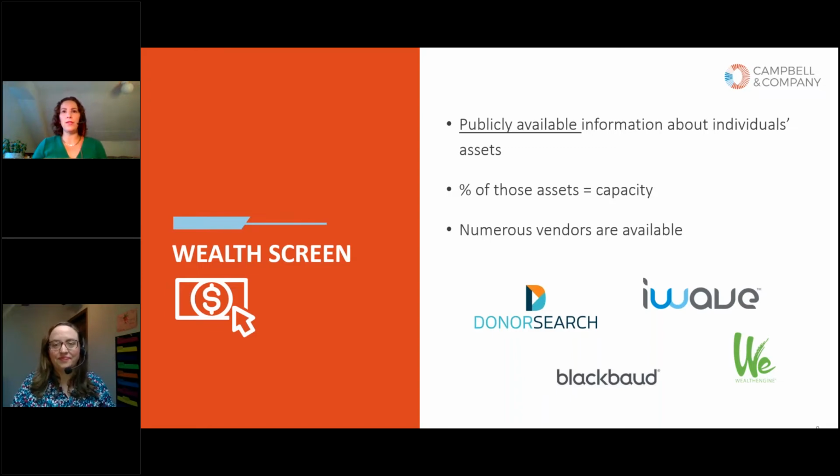So we facilitate wealth screening with our strategic partner DonorSearch, but we can work with other vendors too, including Blackbaud, iWave, WealthEngine, and there are others as well. And each of those vendors provides a slightly different score and approach to doing this wealth screening, but the overall principle is the same.